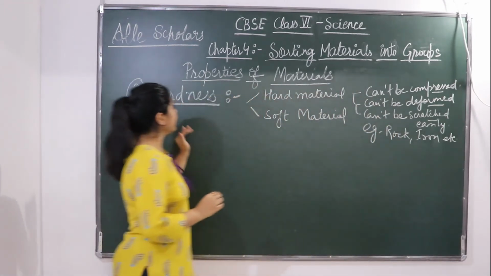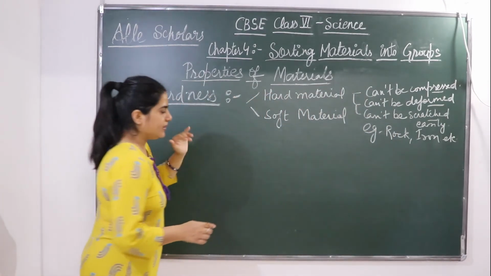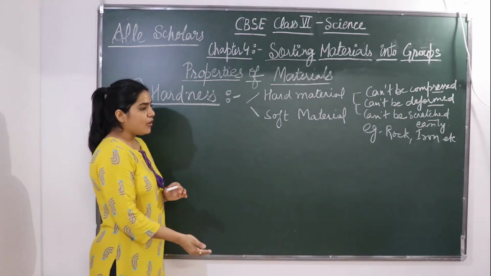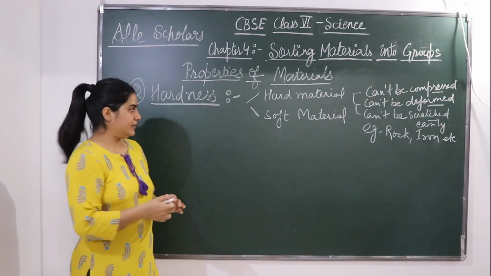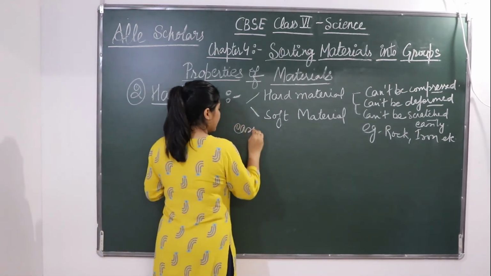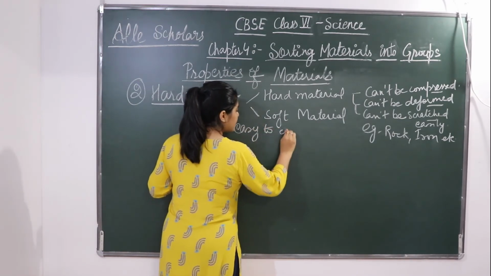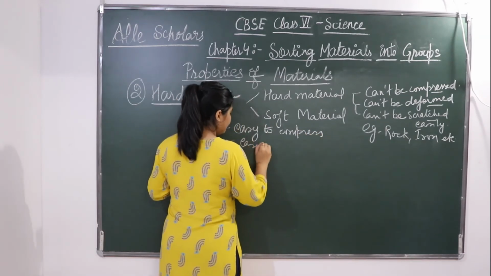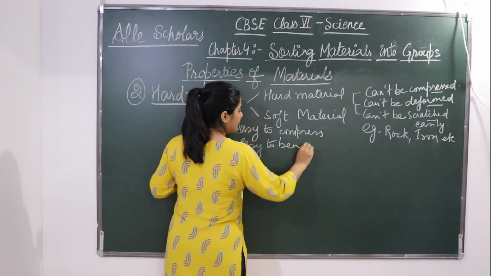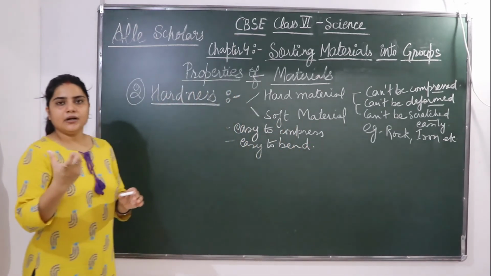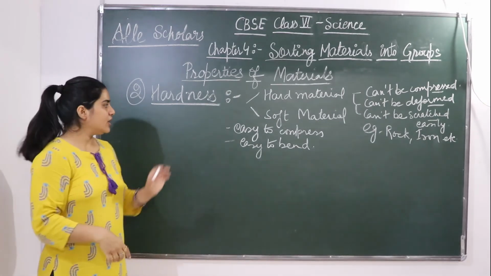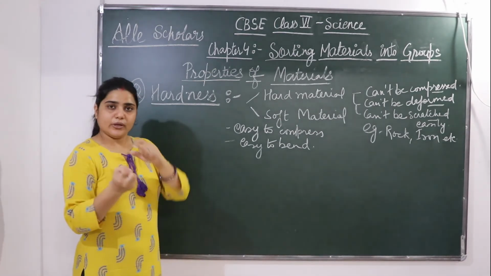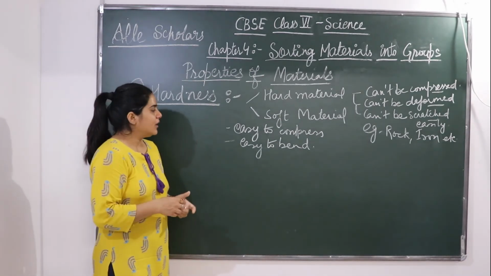Okay, and the next category is soft materials. These soft materials are easy to compress or they can be bent. Soft materials are easy to compress or easy to bend. Take a rubber, you can bend it like this, you can compress it. Then other examples: take cotton, you can easily bend it or you can compress it.